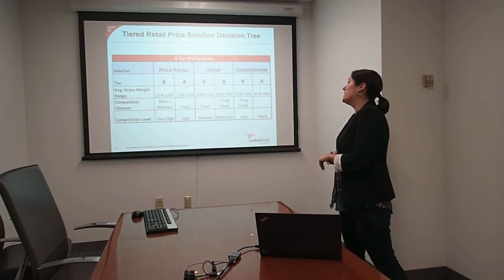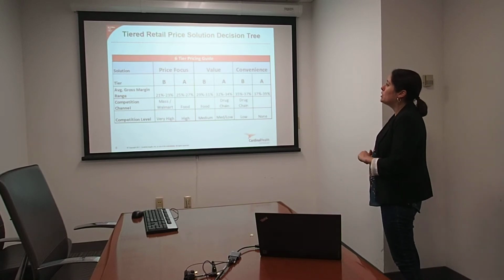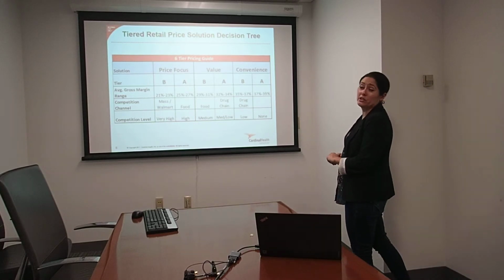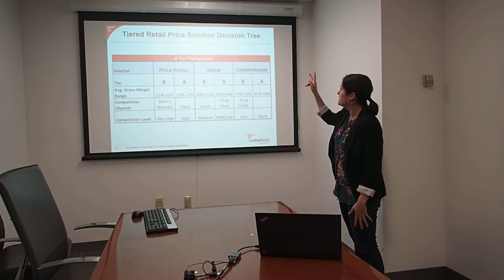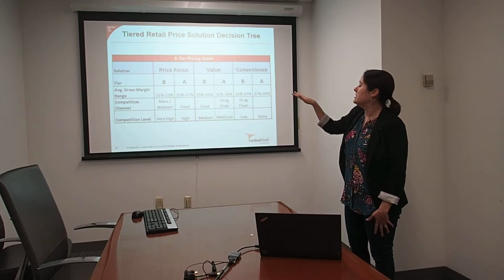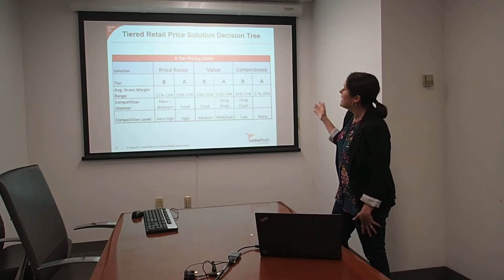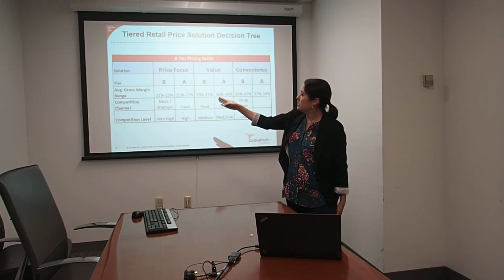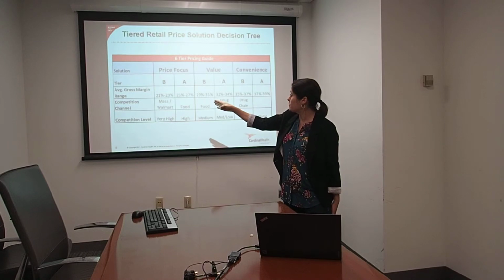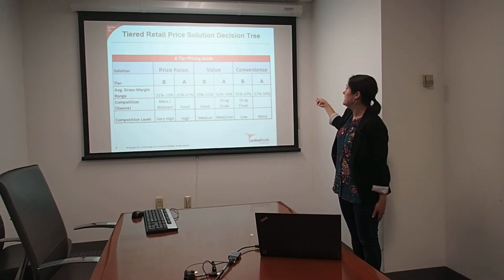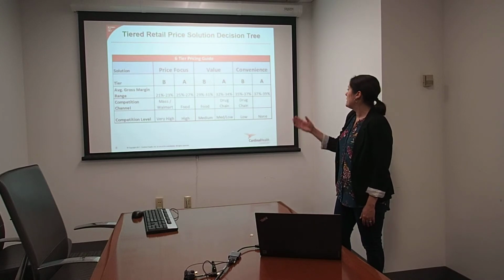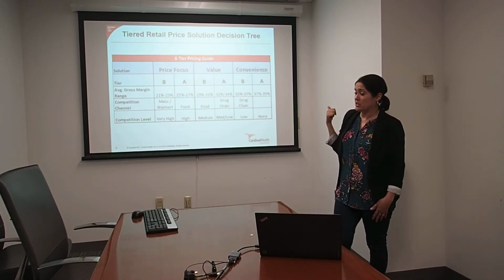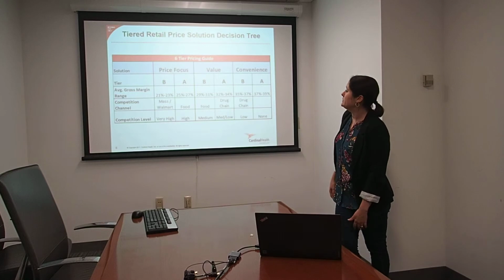So this is another tool we have to help the customer decide what tier they should be on. So we have the strategies at the top: price focus, value, and convenience. And then there's 2 tiers, B and A. And they go from price focus is the lowest average gross margin to convenience being the highest gross margin percentage. Anywhere from 21 to 39%. Again, that's an average across all items.